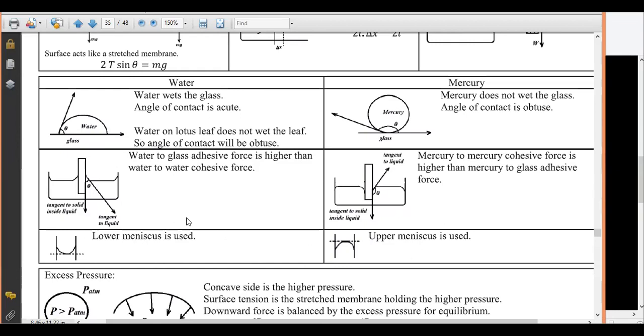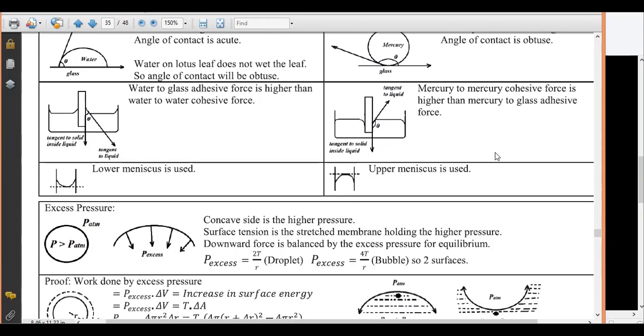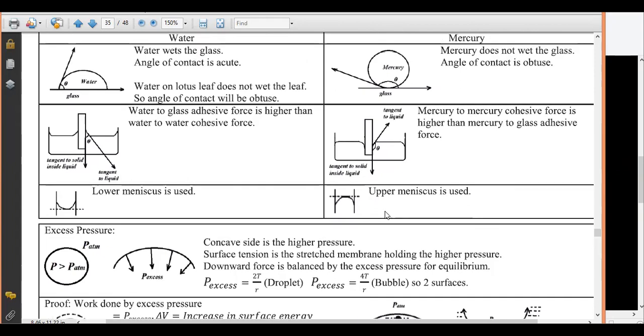Okay, then you may get a lot of conceptual questions based on this. Already talked about this: water to glass adhesive force is higher than the water to water cohesive force. Right, same thing, mercury to mercury cohesive force is higher than the mercury to glass adhesive force. Again, as I told you, if you go to your textbook, you will see some standard combinations like water to lotus leaf, water to glass, and you will see some angles like this.